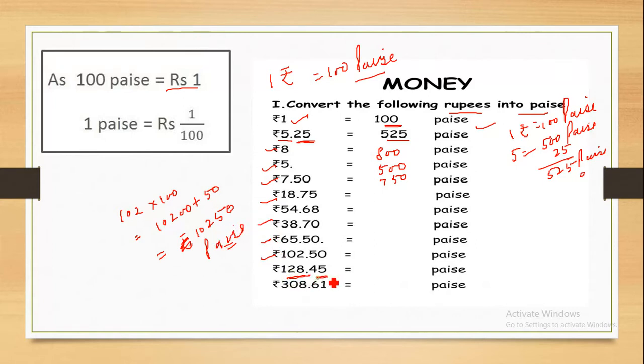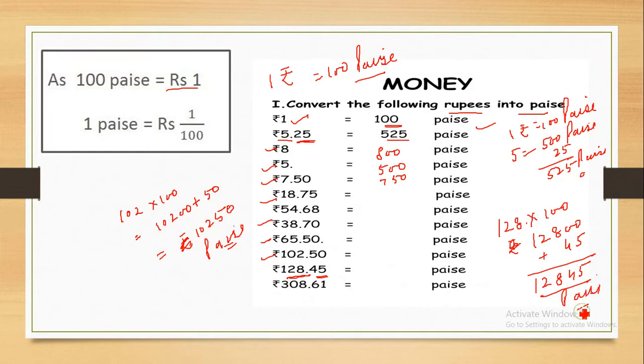Rupee 128 and 45. If we convert this rupee into paise, rupee 128 into 100 will come 12,800 paise and 45 paisa extra, so this will come 12,845 paise, right? And next we have 308 rupees 61 paise. So this is multiplied with 100. 308 into 100, additional paise given is 61, so 30,861 paise. This way we will do.